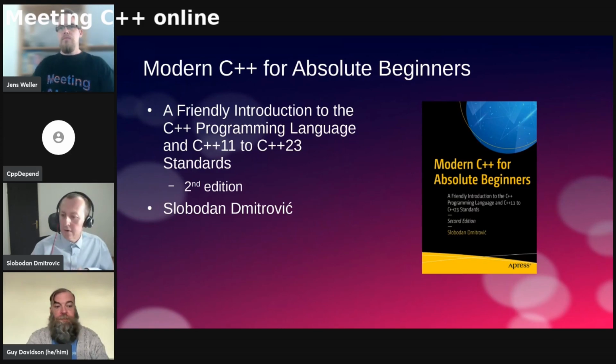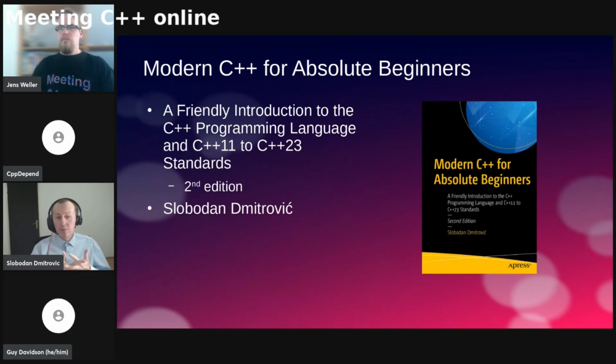Sure. Thank you very much, Jens, for inviting me this time also. Hello, everybody. My name is Slobodan Dmitrovic. I'm, let's say, a professional C++ trainer. I was a C++ software developer for almost two decades. Now my time is fully dedicated to C++ training. I am the author of the Modern C++ for Absolute Beginners book. I like to refer to my book by its second title, which is A Friendly Introduction to C++. We all know that C++ is a complex language, but ultimately it's no rocket science. But navigating this complexity is something I try to explain both to my customers and to people reading my book.